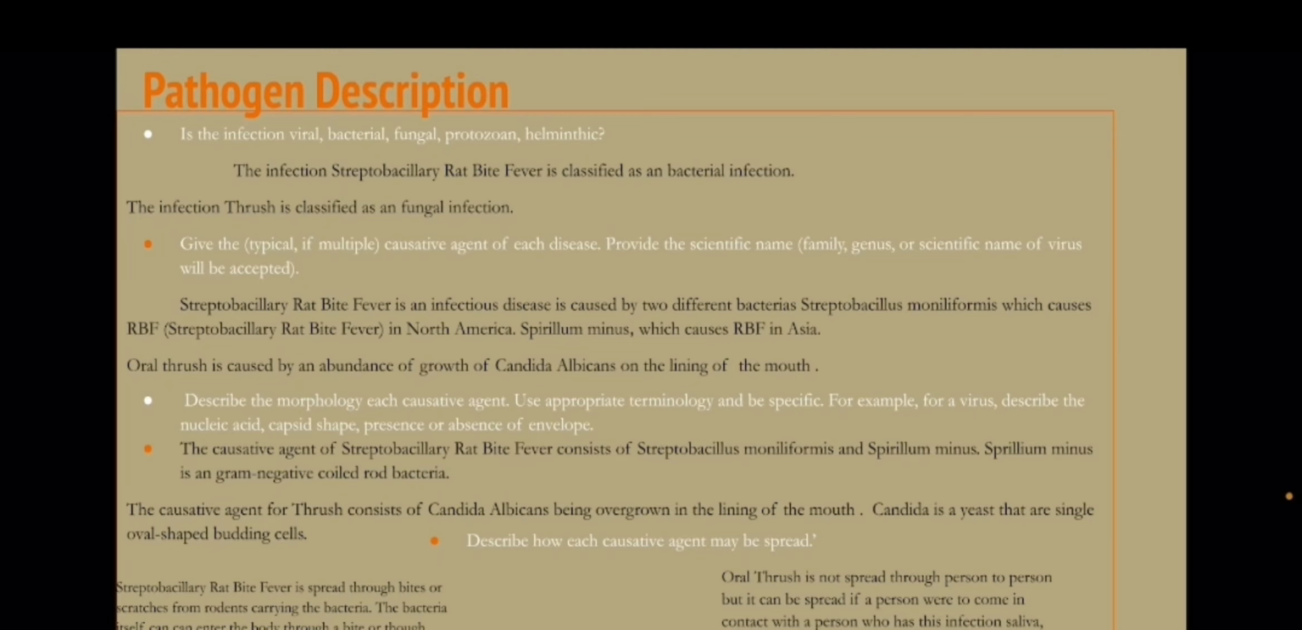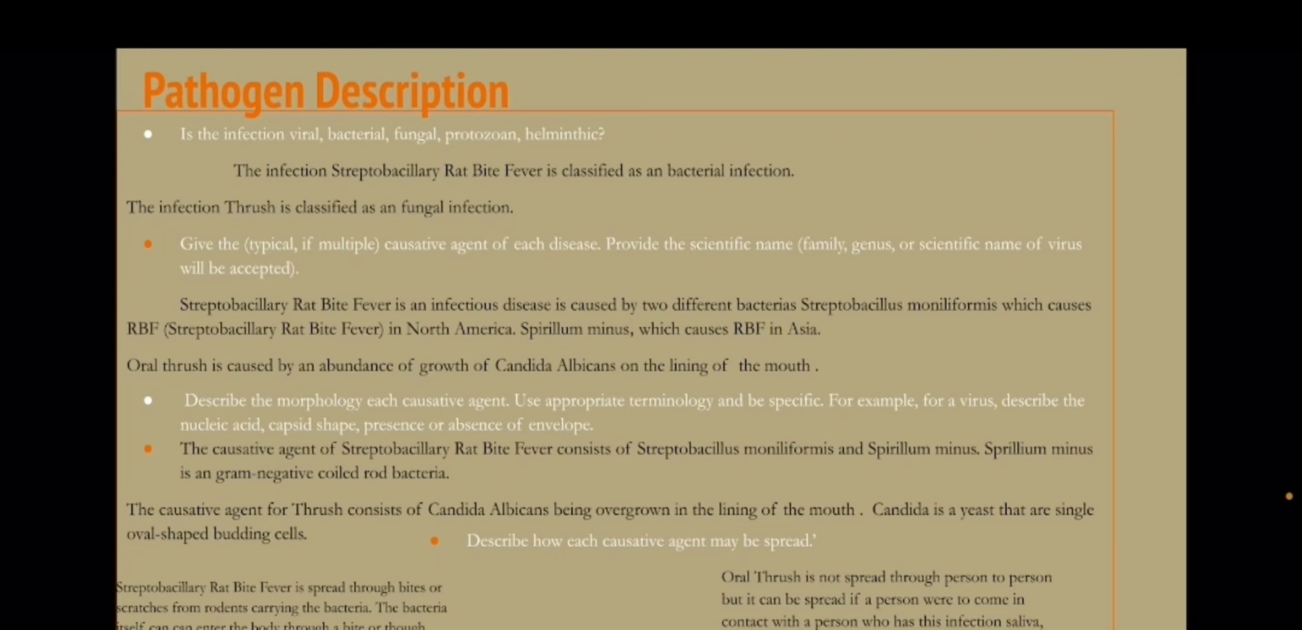Streptobacillary rat bite fever is an infectious disease caused by two different bacteria: Streptobacillus moniliformis, which causes rat bite fever in North America, and Spirillum minus, which causes rat bite fever in Asia. Oral thrush is caused by an overgrowth of Candida albicans on the lining of the mouth.